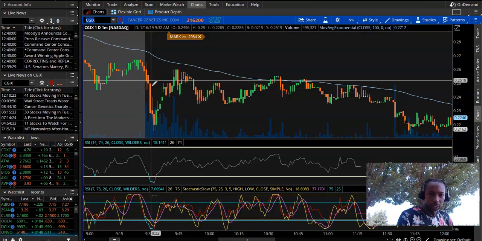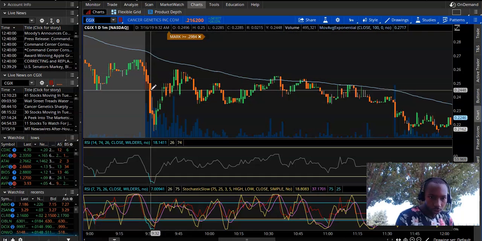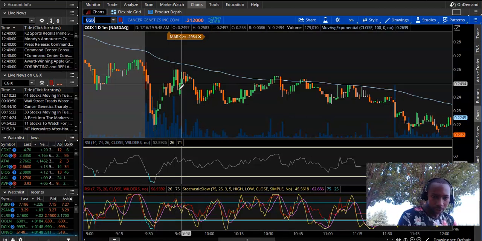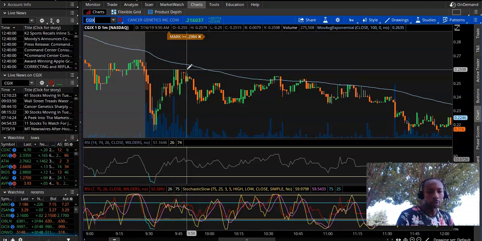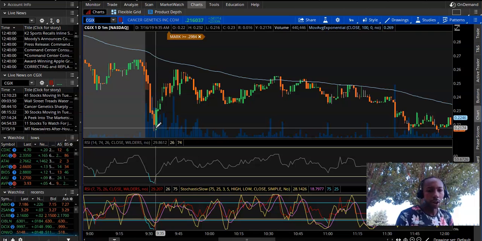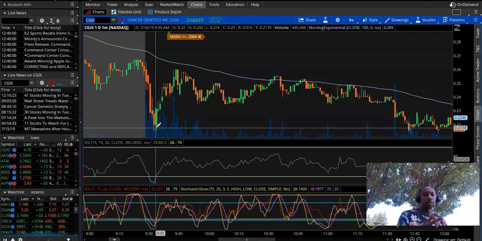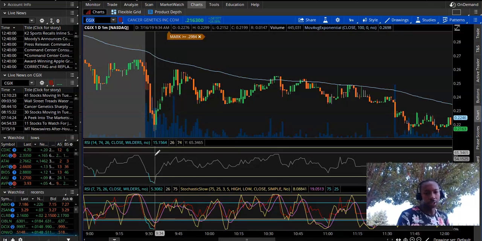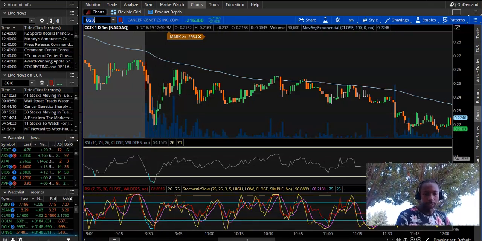So CGIX here, we had 1, 2, 3, 4, 5 red candles. We're going to eventually need some green. We're going to eventually get a reversal pattern. You just gotta wait for it, have a strategy or plan for that, and take an execution on it. So the strategy I use is the RSI and stochastics.